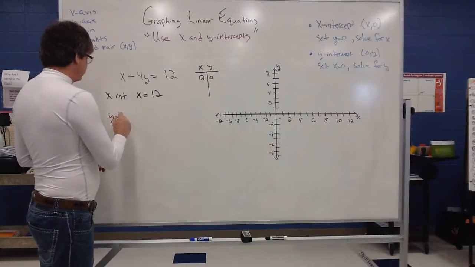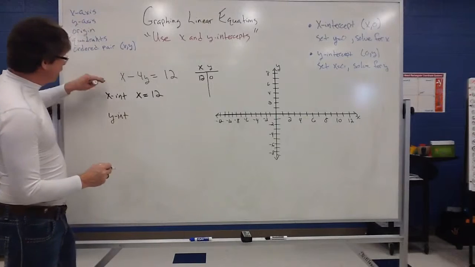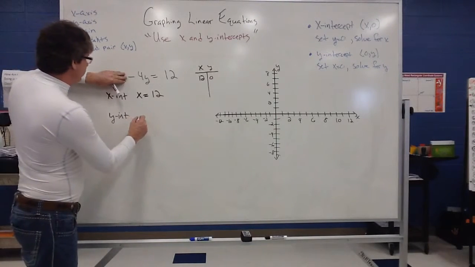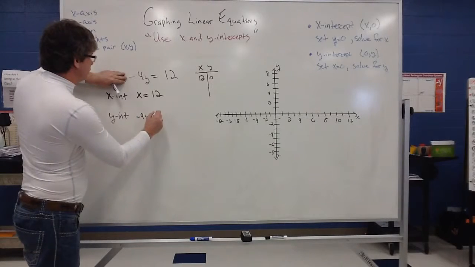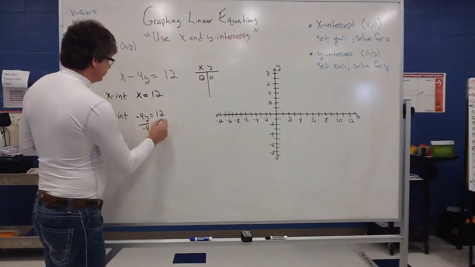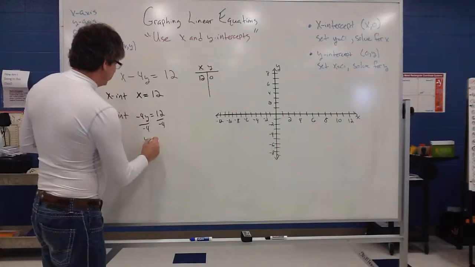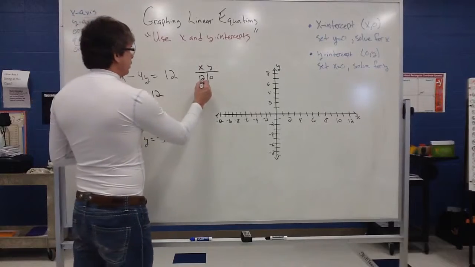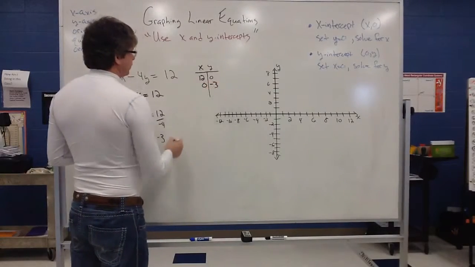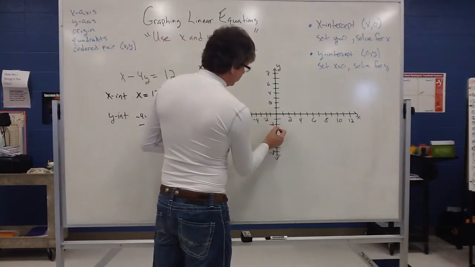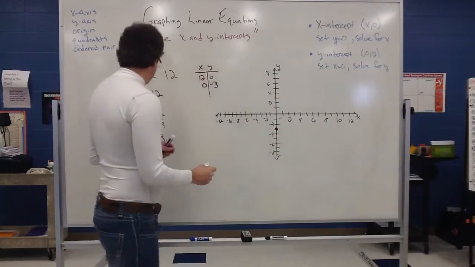The y-intercept, we have to set x equals 0, so this term falls out. And what you have is negative 4y is equal to 12. And then if I divide each side by negative 4, I get y equals negative 3. So my y-intercept is going to be 0, negative 3. So I'm going to graph those 2 points, 0, negative 3, and we have 12, 0.